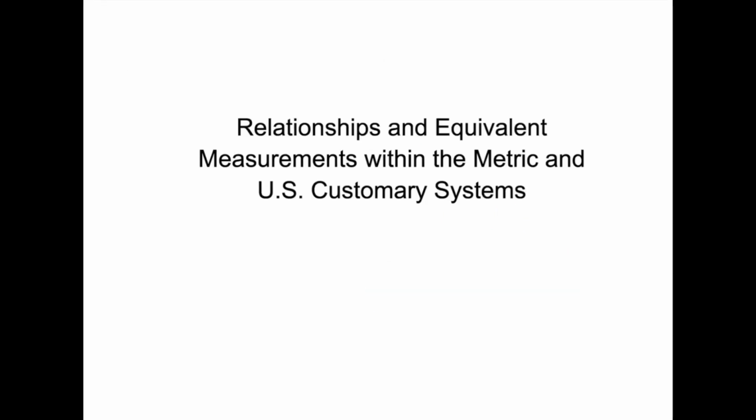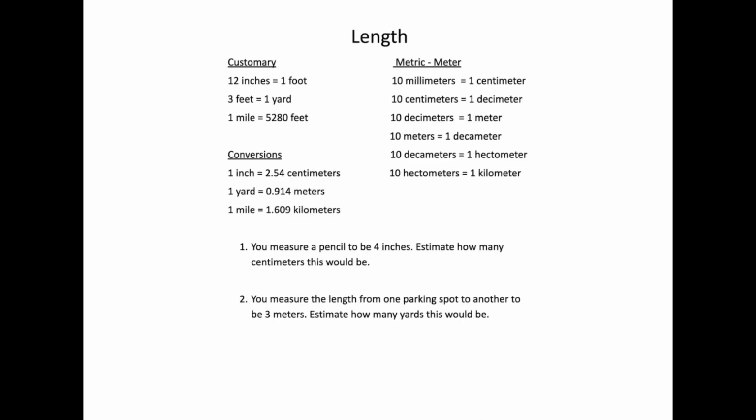In this video, we're going to look at the relationships and equivalent measurements within the metric and U.S. customary systems. First, let's talk about length. When we measure length, we are measuring how long something is, such as the distance from one location to another. We can measure the length using the U.S. customary system or the metric system.